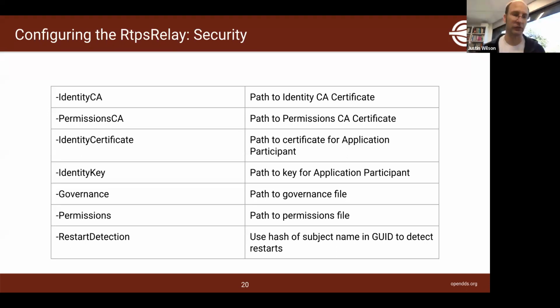Also, if you're using security, you can use a feature called restart detection. So if you have a client participant that's in some kind of restarting loop or crash loop, you can detect that that's happening, and that cleans up the records in the RtPS relay, which makes the memory performance a little bit better. The way that works is you can use a hash of the subject name in the certificate that appears in the GUID. So you can use that hash to detect that the application has restarted, and therefore you can take corrective action.